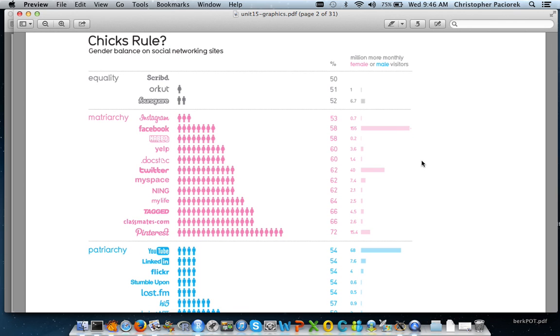So take a few minutes and look at this and see what you like about it, what you think is clear, what you think is unclear, and what you might do if you were going to change this around and redo this graphic yourself.